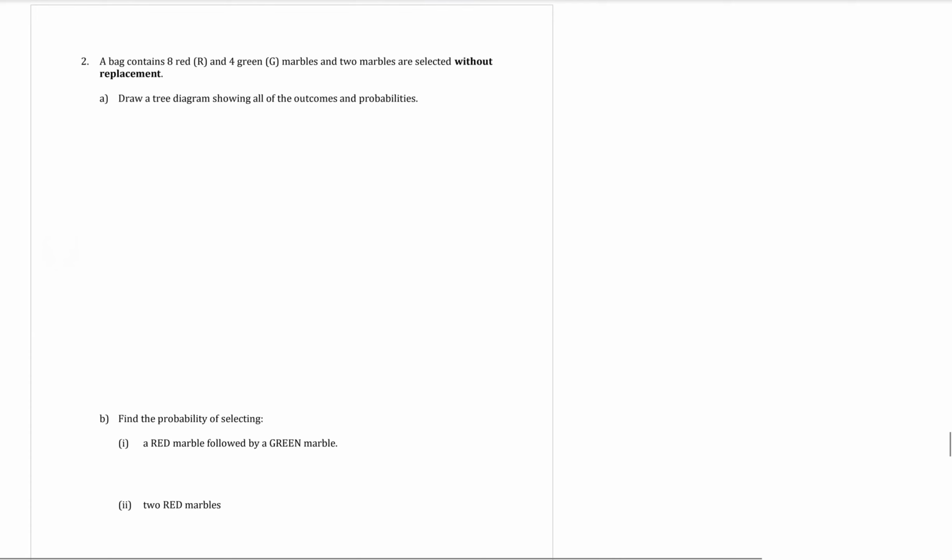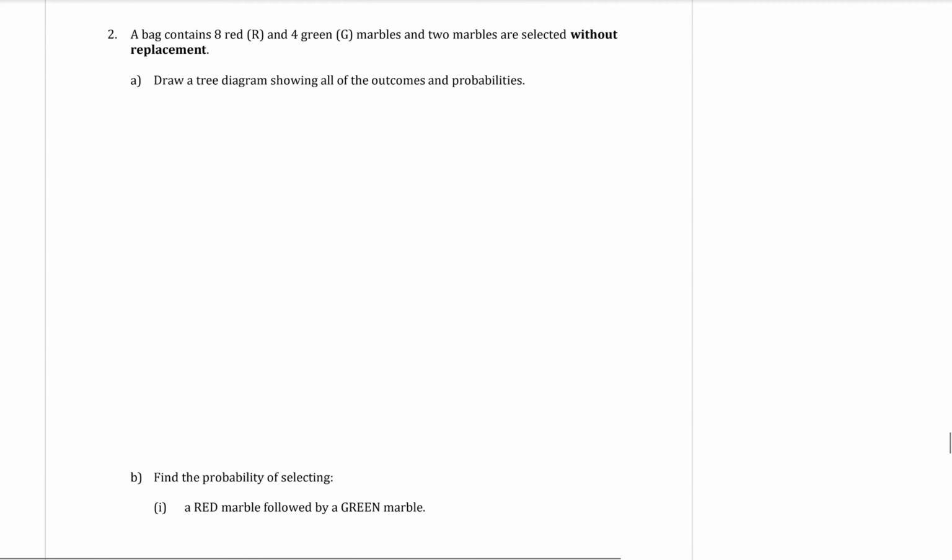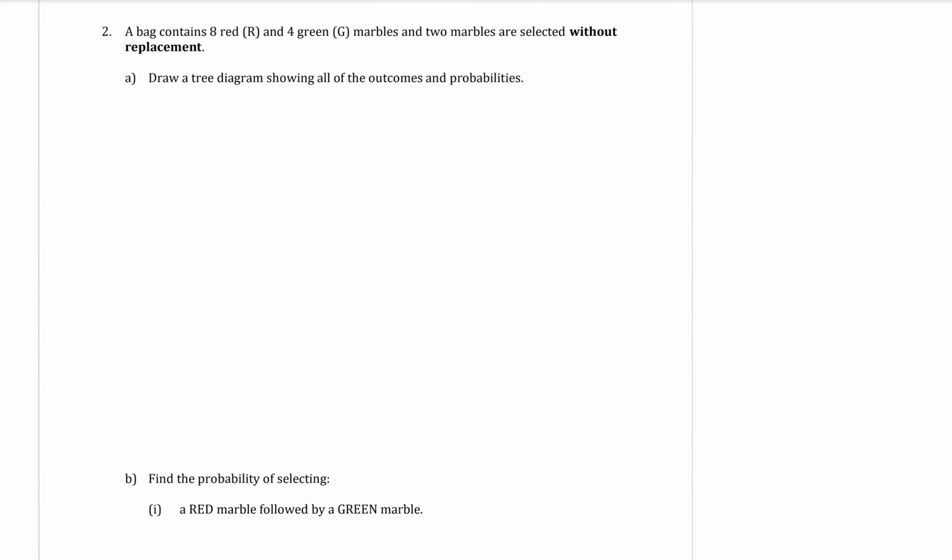Remember how when we had our arrays, we had with replacement and without replacement questions? Same thing can happen for our tree diagrams. In question 2, it says a bag contains 8 red, and we're going to use the letter R for red, and 4 green, G for green, marbles.